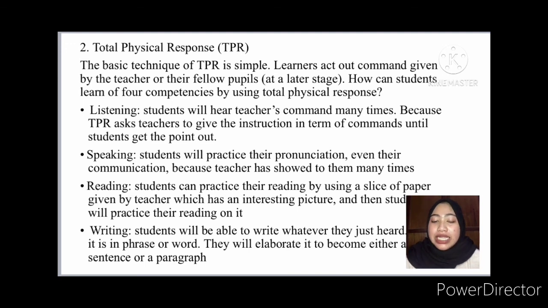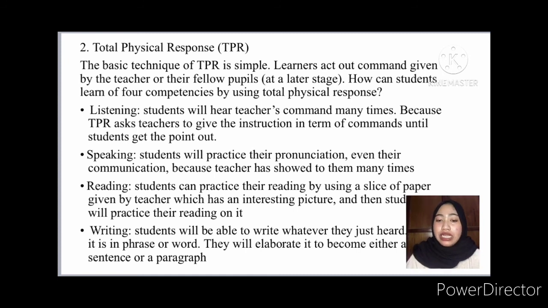Okay, the first is listening. In listening, students will hear the teacher's commands many times because TPR asks teachers to give instructions in terms of commands until students get the point. And the next, or second, is speaking. In speaking, students will practice their pronunciation, even their communication, because their teacher has shown them many times.